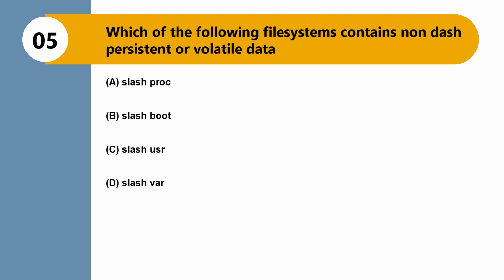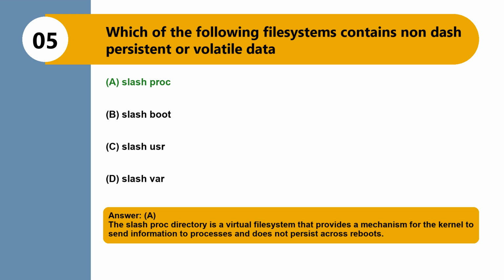Question 5. Which of the following file systems contains non-persistent or volatile data? Option A, /proc. Option B, /boot. Option C, /usr. Option D, /var. The correct answer is option A, /proc. The /proc directory is a virtual file system that provides a mechanism for the kernel to send information to processes and does not persist across reboots.